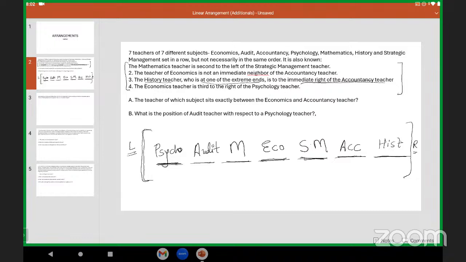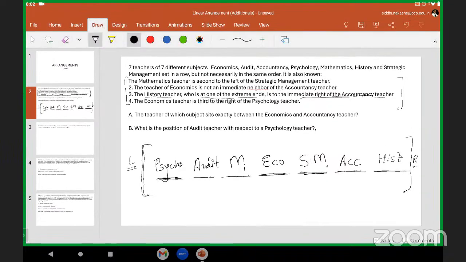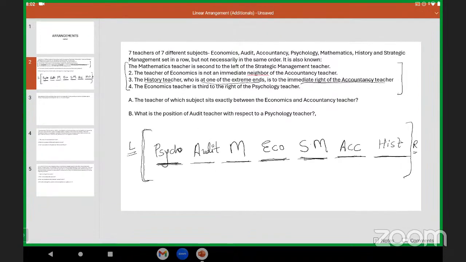That is, the mathematics teacher is second to the left of the strategic management teacher. That is one, two, three. Yes, condition one satisfied. The teacher of economics is not an immediate neighbor of accountancy teacher. Yes, condition 2 also satisfied. The history teacher who is at one of the extreme ends is to the immediate right of the accountancy teacher. Again, condition satisfied. The economics teacher is third to the right of psychology teacher. Yes, one, two, three. Condition satisfied.